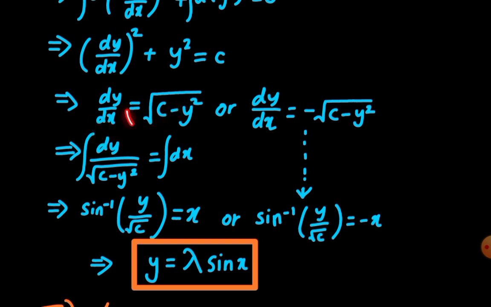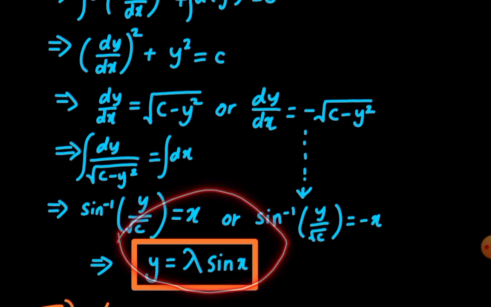Upon solving, we just need to take the y function, as you can see this is a function of y, to the left hand side since we have the dy element in the numerator on the left hand side. And similarly, we just need to take the small dx element to the right hand side, and then after this integration we get tan inverse of y by root c equals x. Similarly, if we solve the other case, we will get sin inverse of y by root c equals minus x. Just taking the sine inverse and converting into sine x, we get y equals lambda times sine x as the final solution.